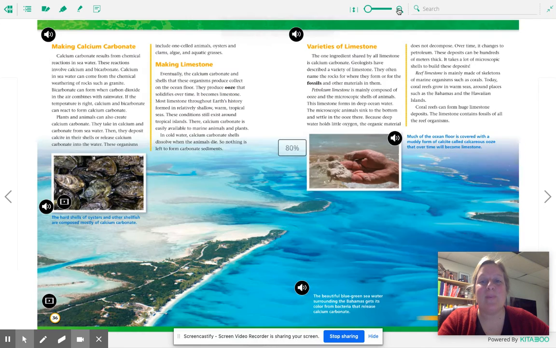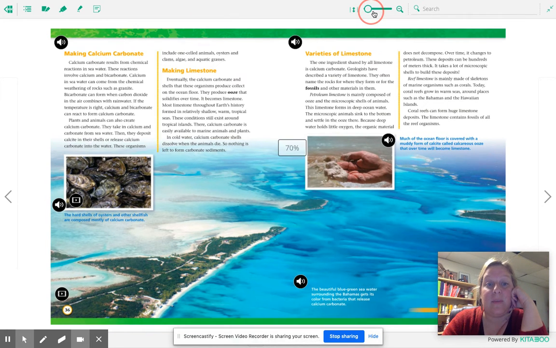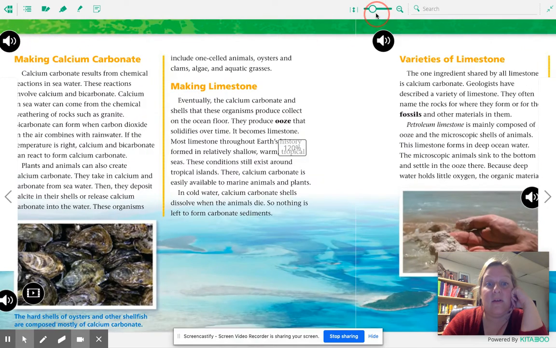Hey guys, we're back with our limestone reading. We're now on page 36, the next set of pages. And we're back with talking about making calcium carbonate. And we said calcium carbonate is the main component in limestone. I'm going to blow it up a little bit here for us.